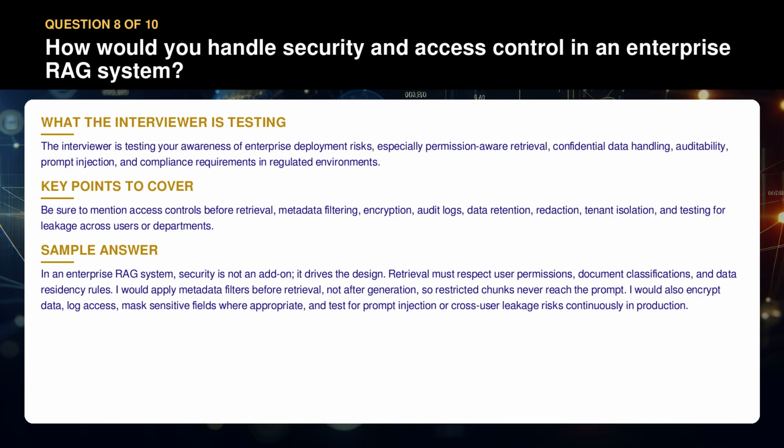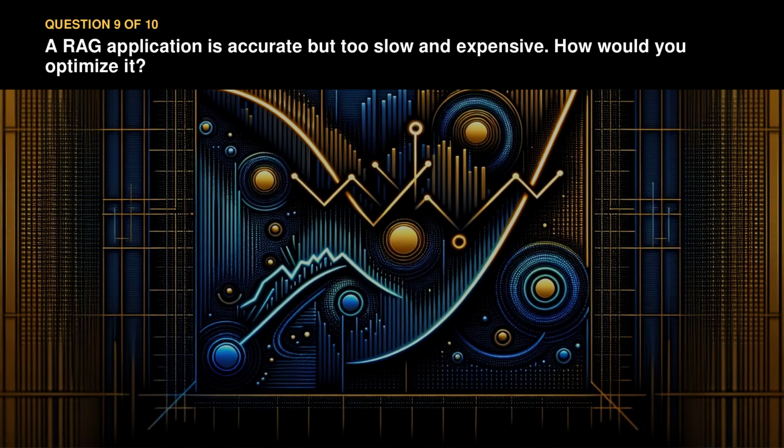In an enterprise RAG system, security is not an add-on. It drives the design. Retrieval must respect user permissions, document classifications, and data residency rules. I would apply metadata filters before retrieval, not after generation, so restricted chunks never reach the prompt. I would also encrypt data, log access, mask sensitive fields where appropriate, and test for prompt injection or cross-user leakage risks continuously in production.